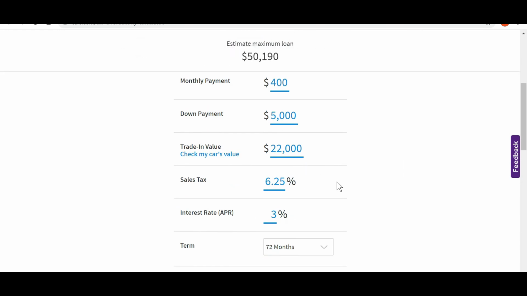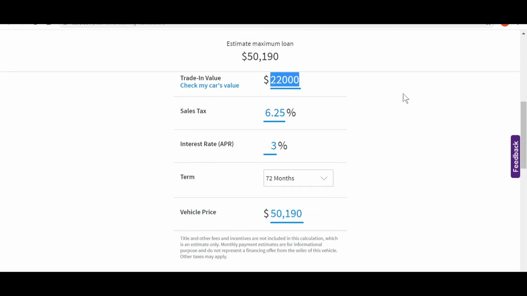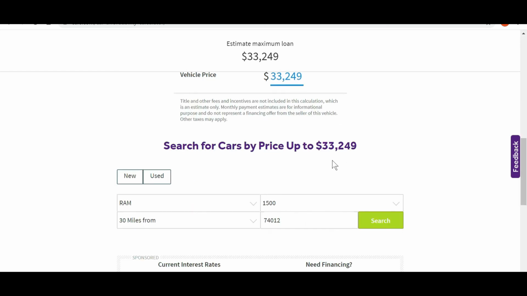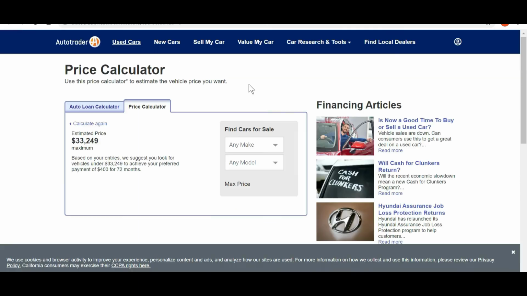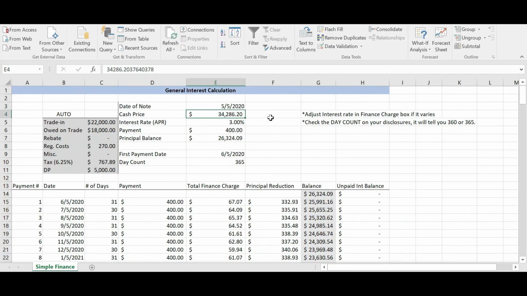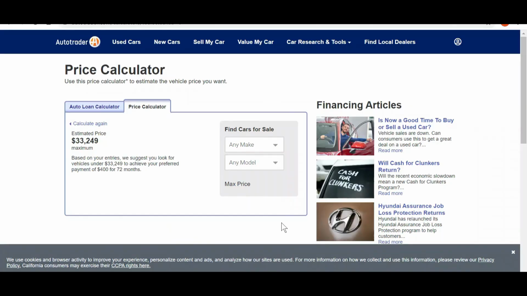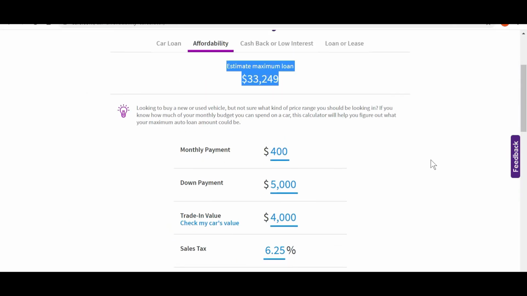And again, it's going to be skewed because it doesn't have your amount owed. So we'll just put the net there. And so this says you can buy a $33,000 vehicle. So they're actually dead even. So they use the same parameters, same formulas, would be my guess. So this one is going to be dead accurate. So the point is that these are decently good estimators, and that's what they advertise themselves as being.